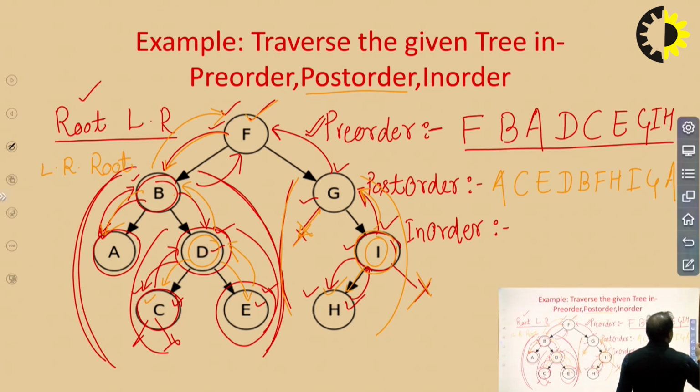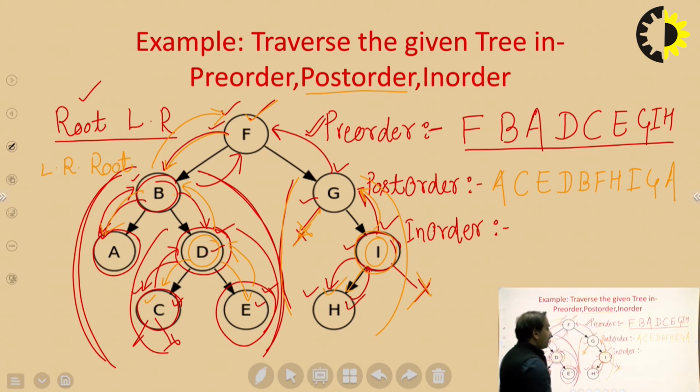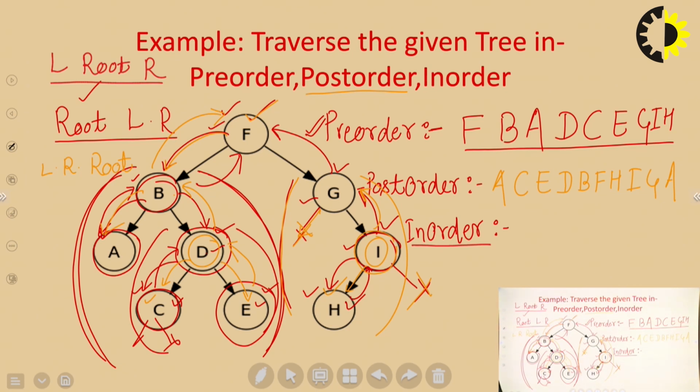Now, the same question we want to process by using in-order traversal. In case of in-order traversal, first we have to process the left subtree, then the root, then the right subtree. This is the sequence which is followed in case of in-order traversal. Now, this is the root. First we have to move on to the left subtree. This is also a root. Now move on to the left subtree.